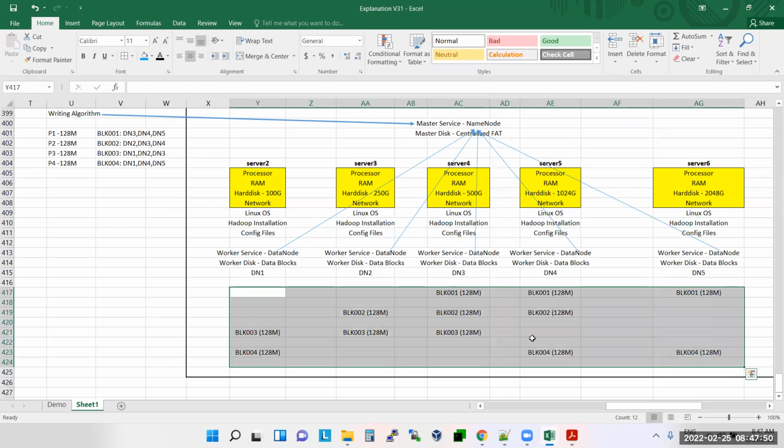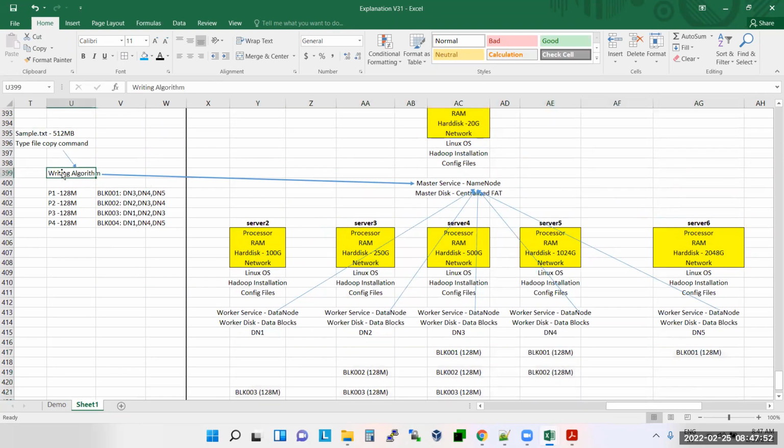It has been written parallelly. Who has written this? Is the name node writing, or is the writing algorithm giving to data nodes and the data nodes are writing? The writing algorithm is giving to the data nodes. The data node is writing in its own disk. Yes or no? See, without this data node service, you should have some service to write the data into the hard disk and read the data from the hard disk. Got it?